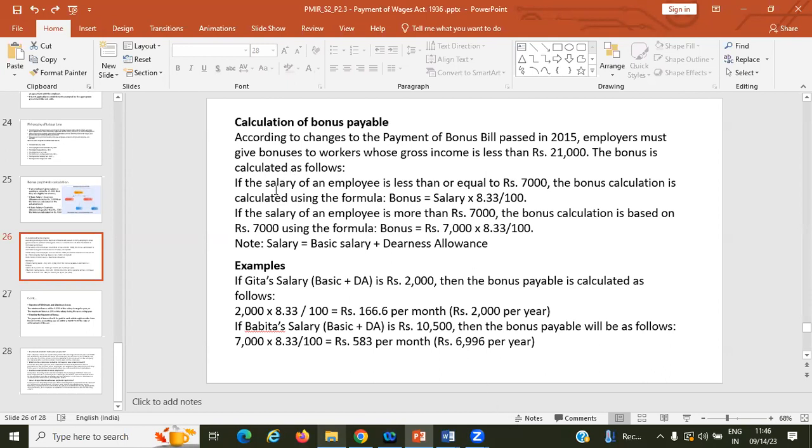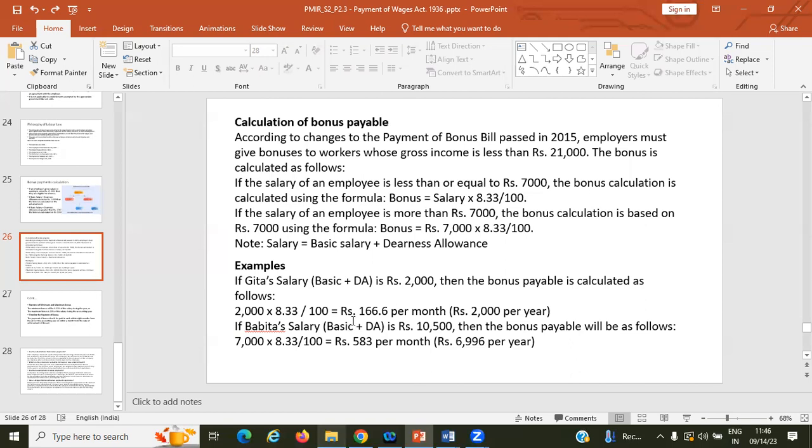This is the example. So when you remember this, this could be one question in your exam. What is the way we calculate the bonus? You can give the formula and some example. That is the way you can calculate the bonus.